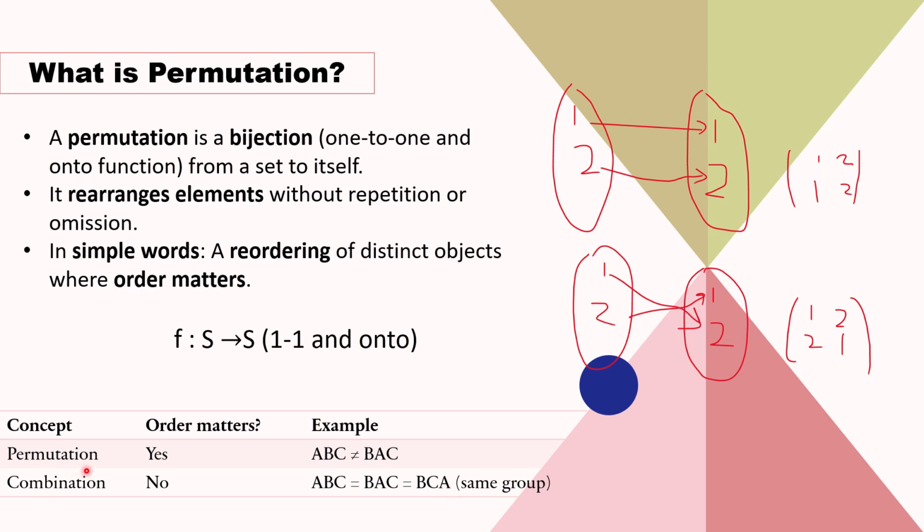But in permutation, the order matters. So ABC will not be equal to BAC. These are two separate things. So for example, if you have a permutation 1 2 3, it won't be equal to 1 3 2. These are two separate permutations. We'll take examples and try to understand the concept.